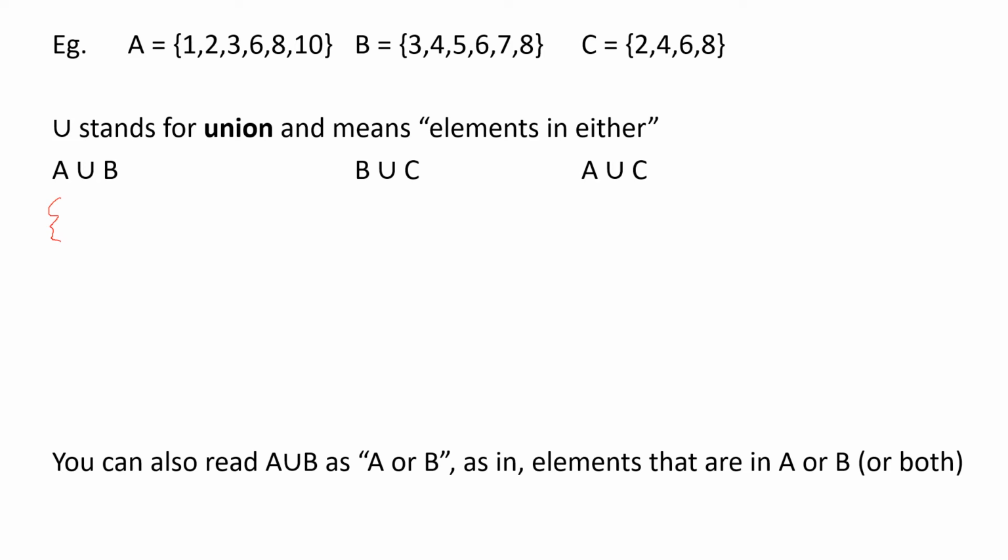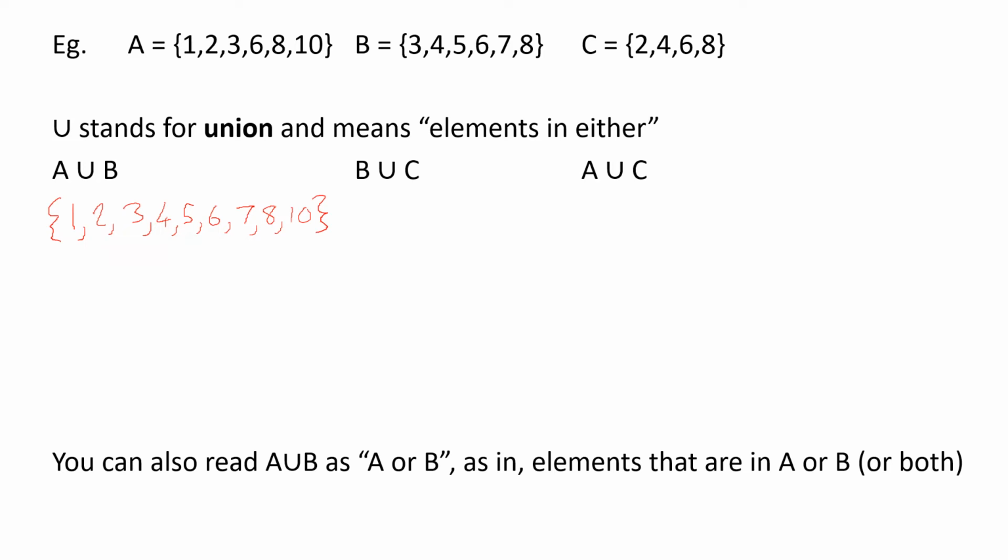So we do have a 1 because we've got one in A, we've got a 2 because there's one in A, we've got a 3 because there's one in A and B, we've got a 4 because it's in B, we've got 5 because it's in B, we've got 6 because it's in both, we've got 7 because it's in B, we've got 8 because it's in both, and we've got 10 because it's in A. So the only thing that isn't in A union B is 9, in between 1 and 10.